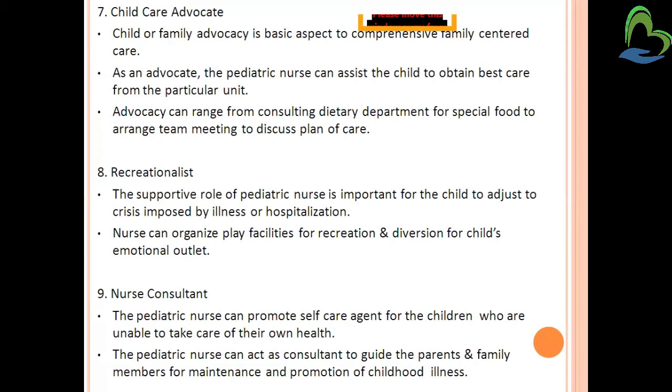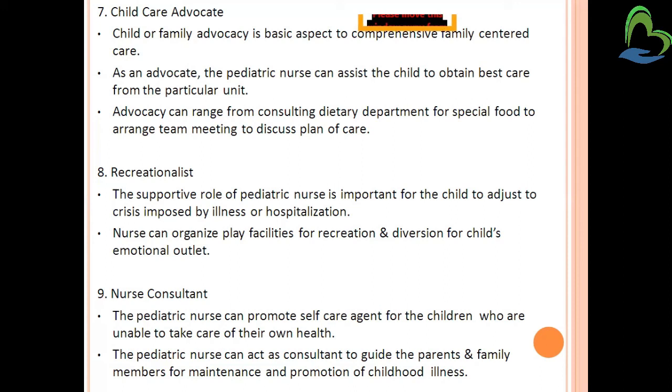Then role as a nurse consultant. The pediatric nurse can promote self-care agent for the children who are unable to take care of their own health. So those children who cannot take care of their health, who are having, for example, mental problems or some physical challenge, so they can't take care of their health by themselves. So nurse has to promote self-care agent for those children.